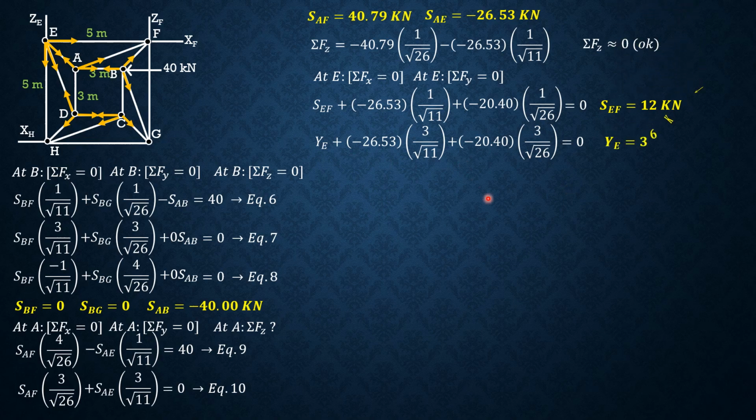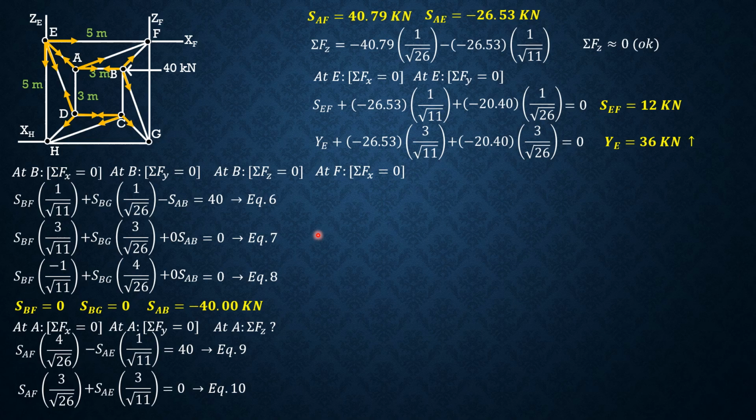So from there, we can solve YE. It is equal to 36 kilonewtons. So it is positive, so it is upward. Then we cannot solve ZE and EH because there are two unknowns if we sum up forces along Z. So instead, we proceed to joint F.